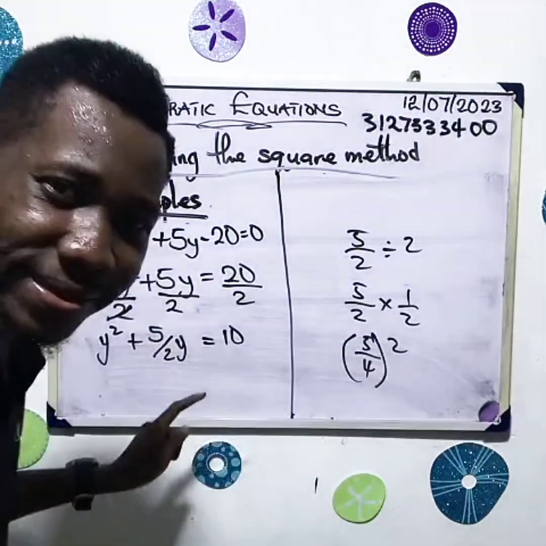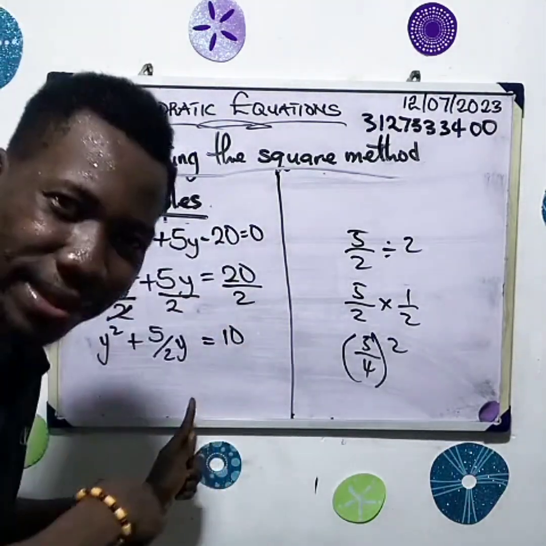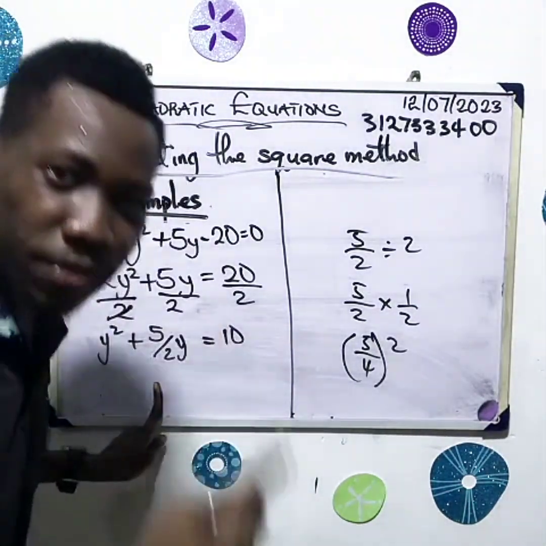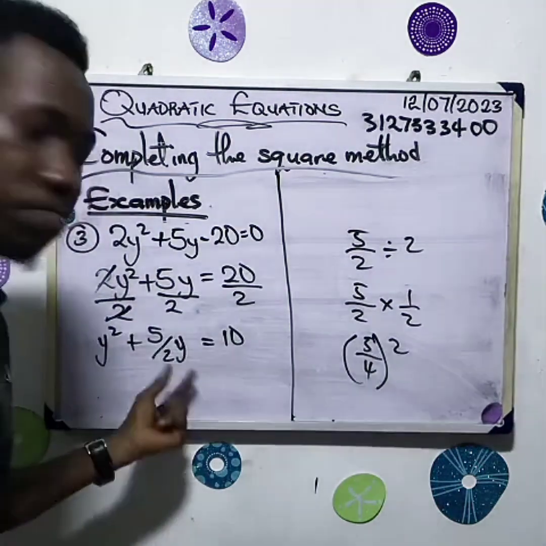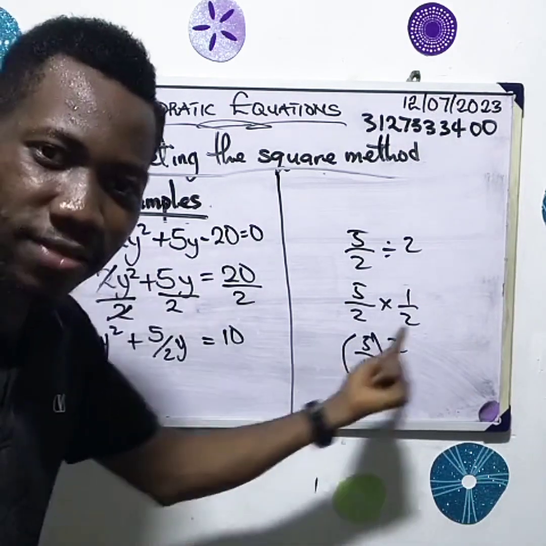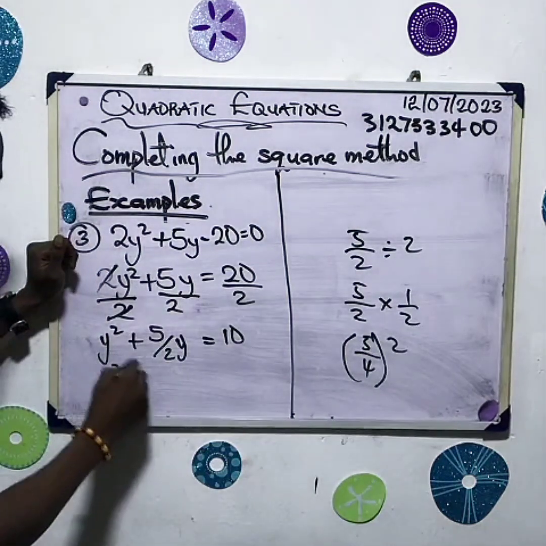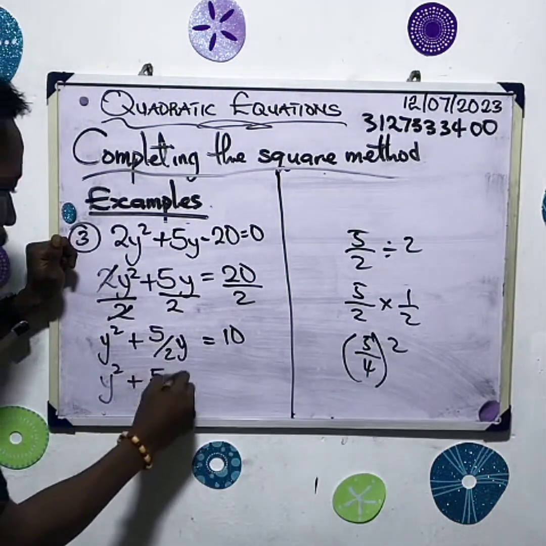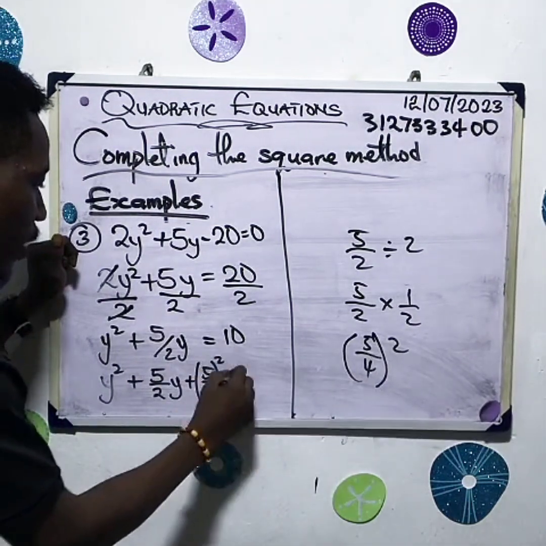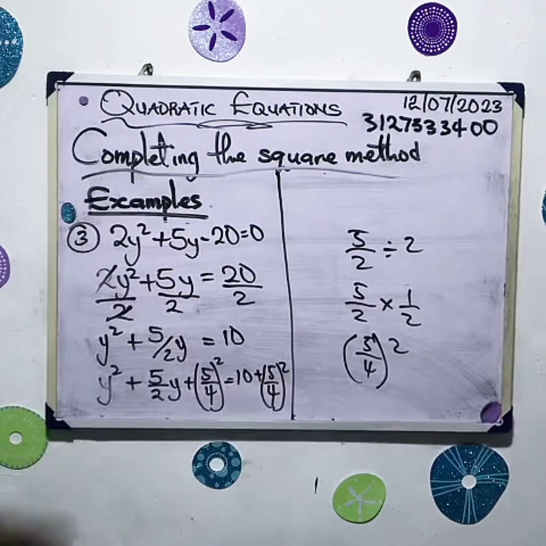Remember, add the square of half the coefficient of y to both sides. So what is the coefficient of y? 5 over 2. Half of it, 5 over 4. Square it, and that's what we have here. Then we add it to both sides. And so we have y squared plus 5 over 2y plus 5 over 4 squared equals 10 plus 5 over 4 squared. That's what we have.